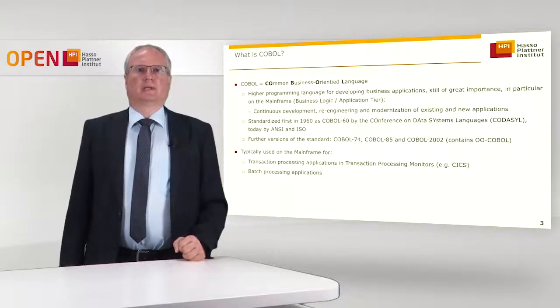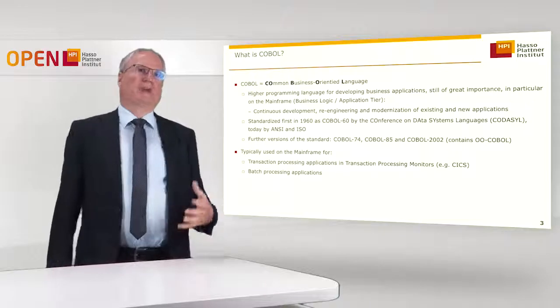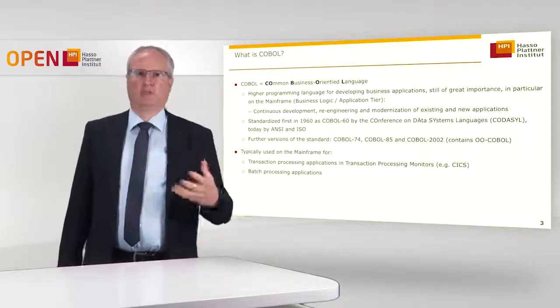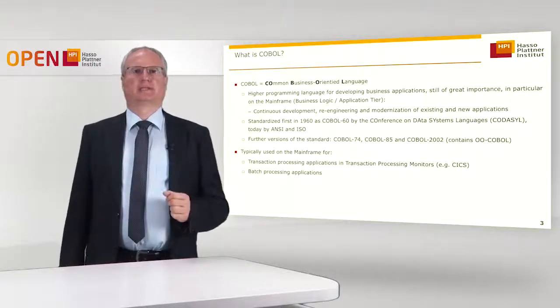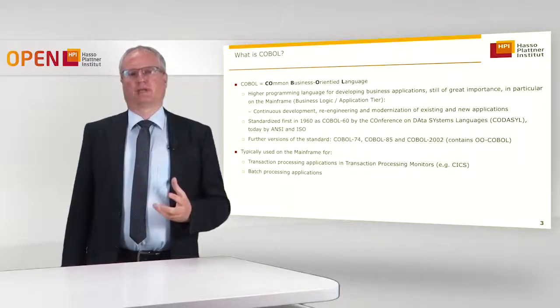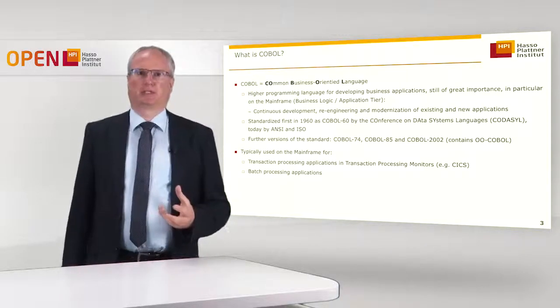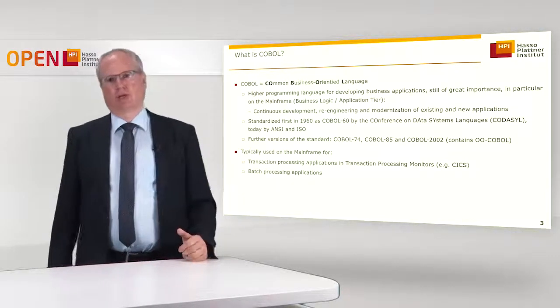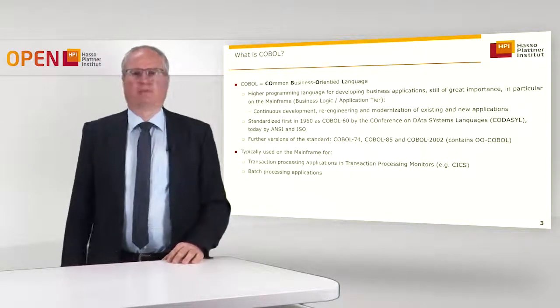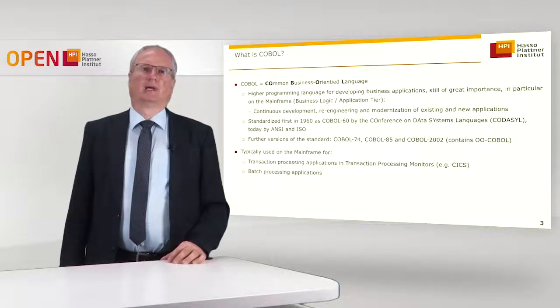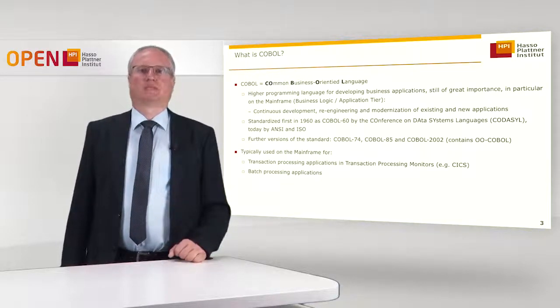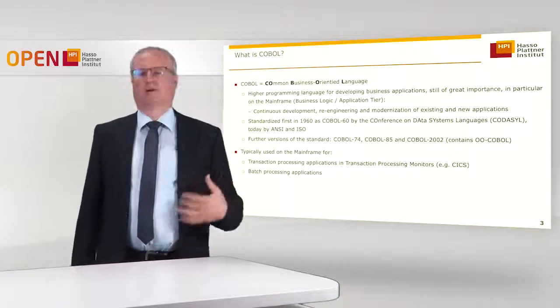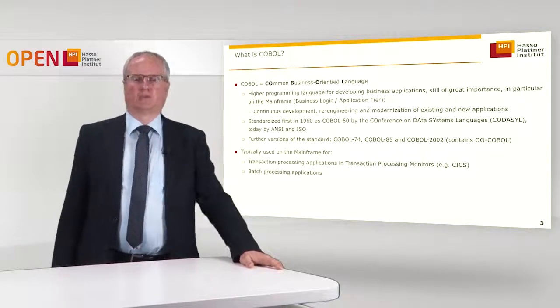On a mainframe, COBOL is typically used for the two main classical purposes and tasks that a mainframe does, namely transaction processing applications and batch processing applications. So COBOL is used as part of transaction processing monitors. We will see that later in the chapter on transaction processing, to write transaction processing applications, and it is used to write batch processing applications that typically process large volumes of data in the background.